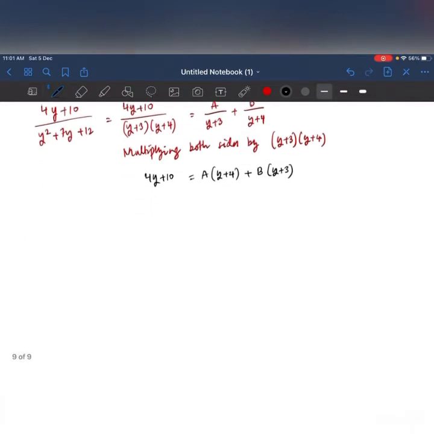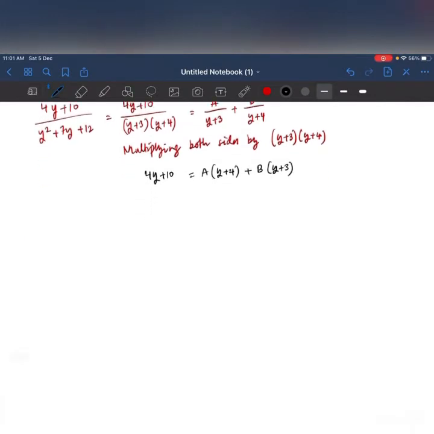Now we'll find the values of a and b. For the value of b, we write y is equal to minus 4. At y equal to minus 4, the first portion becomes 0. So we have minus 16 plus 10 is equal to 7b, therefore b is equal to minus 6 by 7. Now I will write y is equal to minus 3. When y is minus 3, we get minus 12 plus 10 is equal to, now the second part is 0. So we have, we made a mistake.